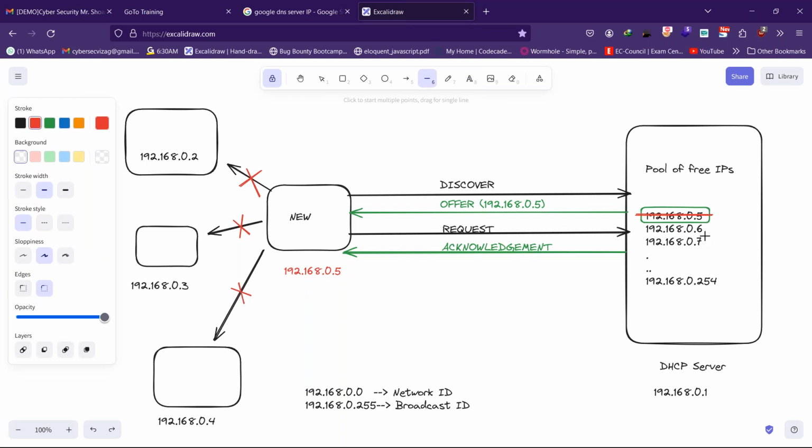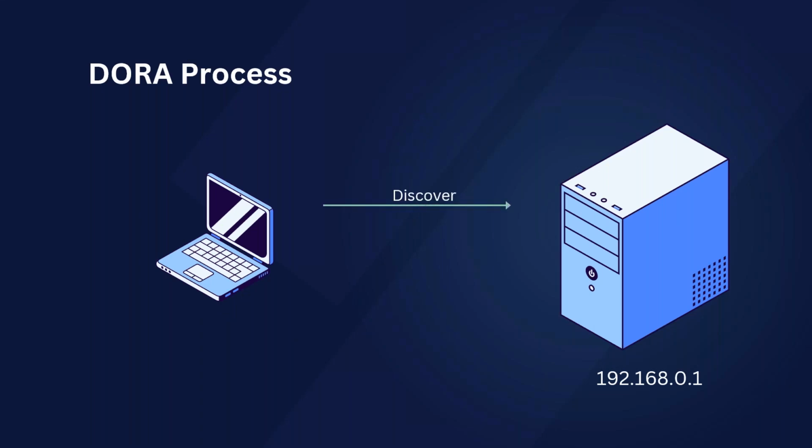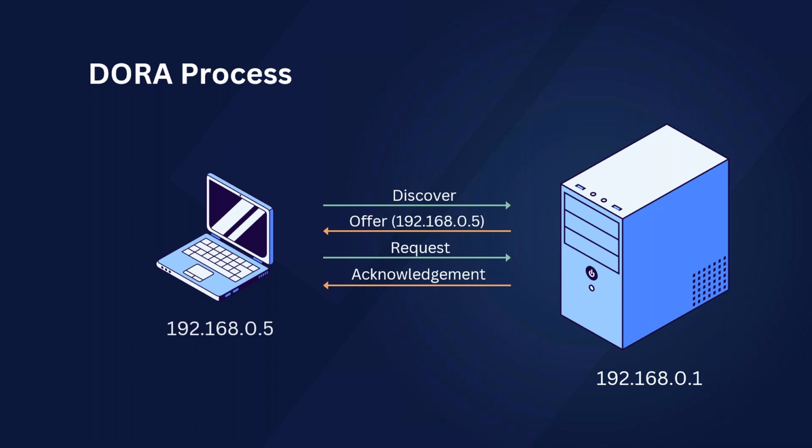Now the new pool begins at 0.6. Okay, so this is the DORA process, guys. D for discover, O for offer, R for request, and A for acknowledgement. Your client first sends a discover packet, your server responds back with an offer, it sends a request again and receives an acknowledgement. And with that, a new IP is assigned to the new client.